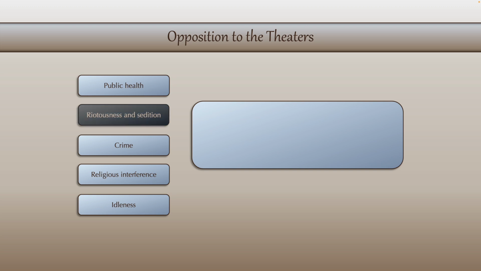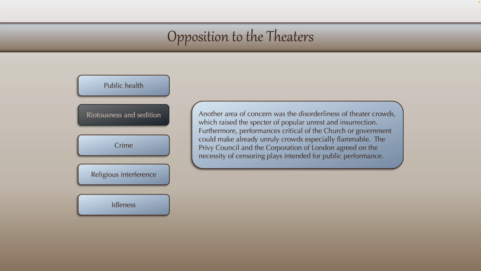Riotousness and sedition. So another area of concern was the disorderliness of the theater crowds. There were several incidents, big incidents, small riots, fights, which raised the specter of popular unrest and insurrection. Compound that with concerns that performances critical of the church or government could make already unruly crowds especially flammable. This prompted the Privy Council and the Corporation of London to agree that there was a need for regulation of the content of the plays, for censoring of plays that were intended for public performance. Eventually, this responsibility fell on the Privy Council, and a position known as the Master of the Revels took over supervision of plays. And we'll talk more about the Master of the Revels in just a few minutes.